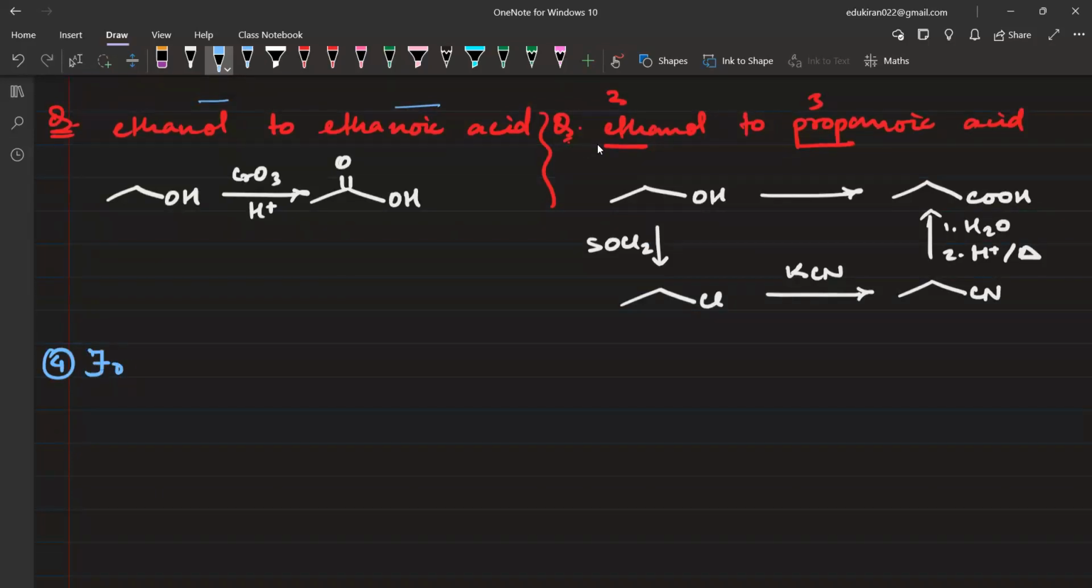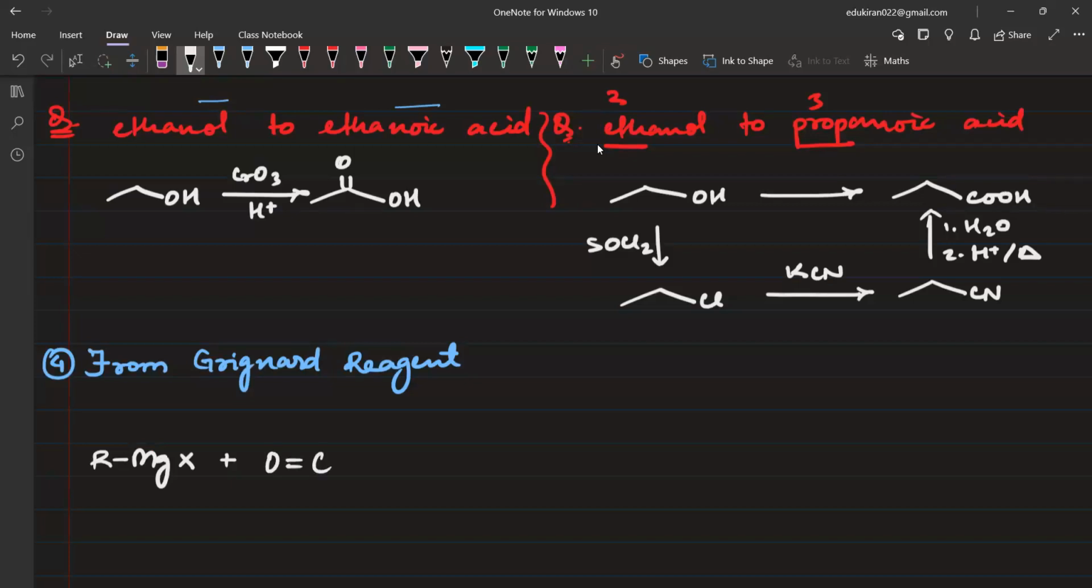From Grignard reagent. Grignard reagent is RMgX plus you need CO2, carbon dioxide, that is O double bond carbon double bond O, right? Now what will happen here? Please see.